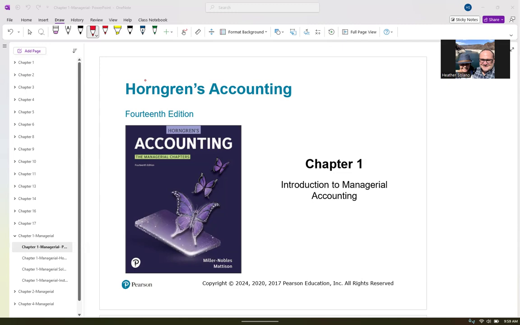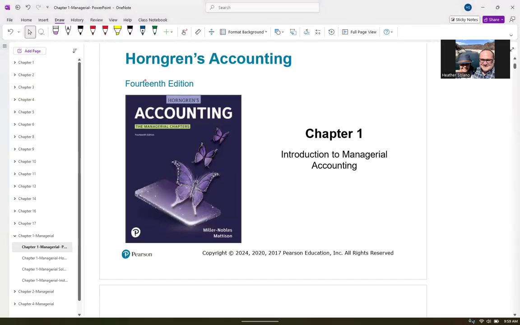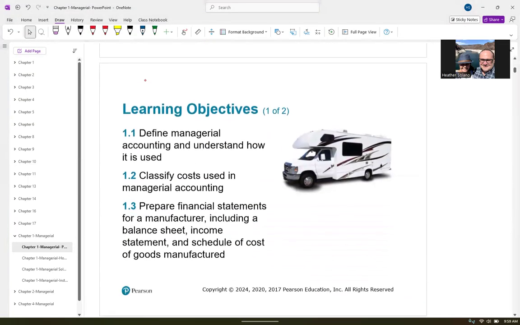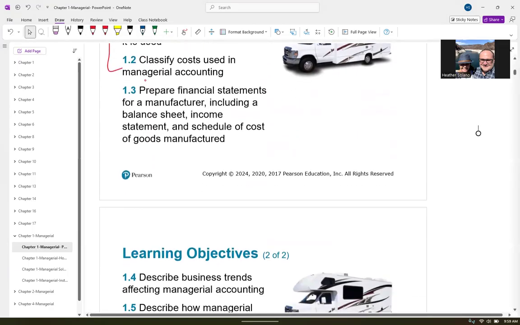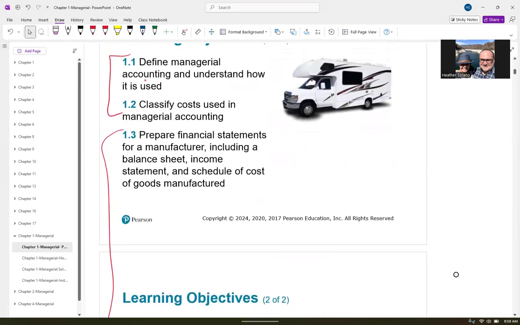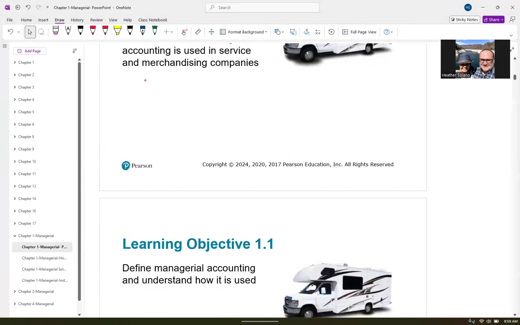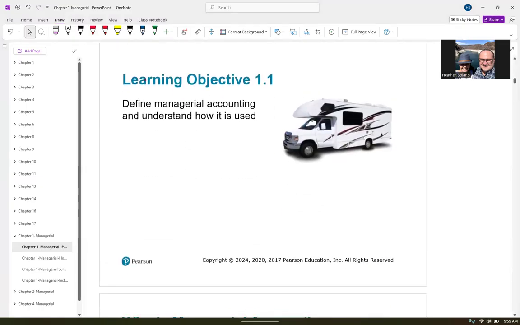And it won't change in my accounting lab. Everything's going to be the same in there. They just separate it out as two books. So we are going to go through the first video, which will be over learning objective 1.1 and 1.2. And then the only other video we'll have will cover learning objective 3, 4, and 5. Okay. So let's talk a little bit about what managerial accounting means and understand how it's used.